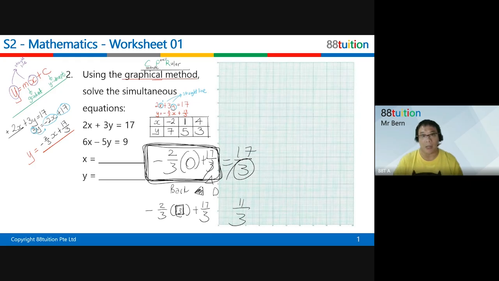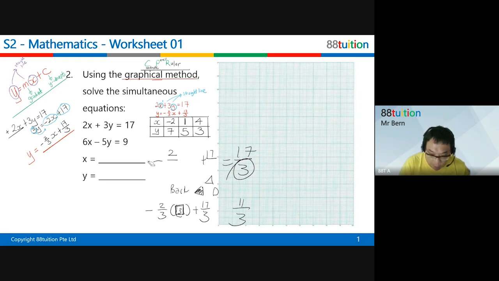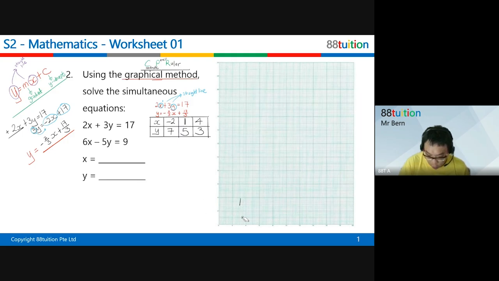Can you see not? Children, you understand what I'm trying to do or not? I'm trying to make your calculator work for you. But when you put it in this format, it's very hard to substitute.